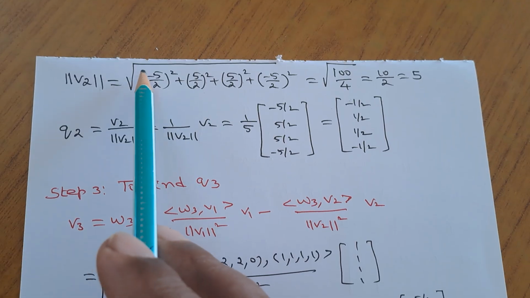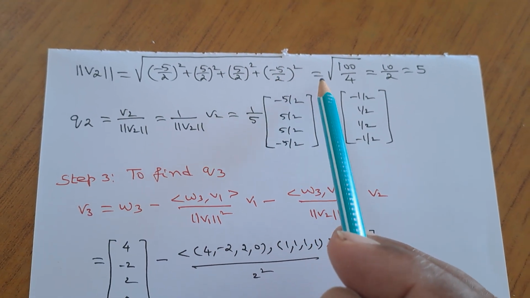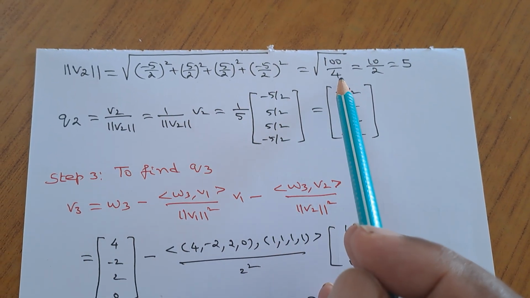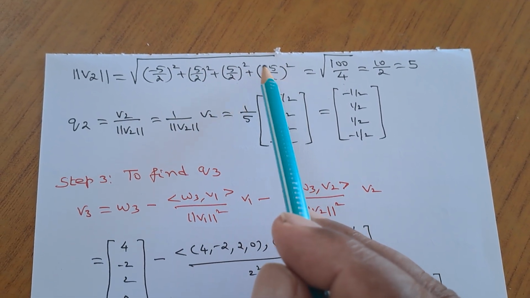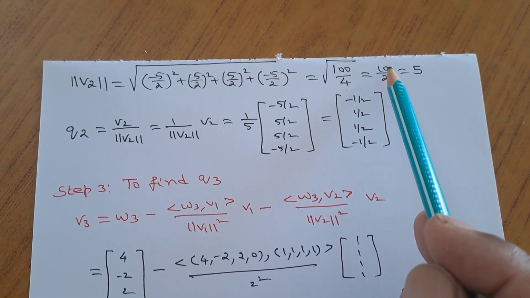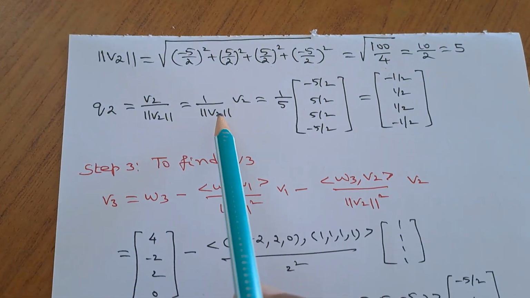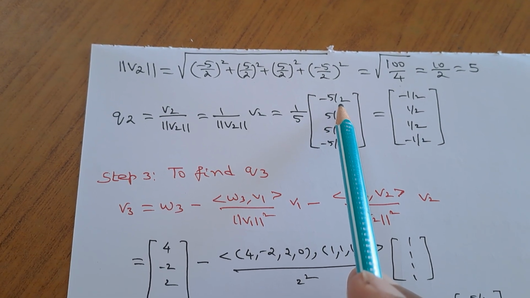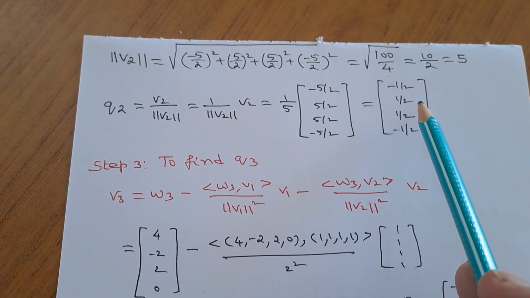Now norm of V2 is equal to square root of minus 5 by 2 whole square plus 5 by 2 square plus 5 by 2 square plus minus 5 by 2 whole square. Here the denominator is 2 square each time, so you can write it as 4. In the numerator, minus 5 square is 5 square, so adding gives square root of 100 by 4, that is 10 by 2, that is equal to 5. Q2 is equal to V2 by norm of V2, that is 1 by 5 into V2, minus 5 by 2, 5 by 2, 5 by 2, minus 5 by 2. Multiplying, you get minus 1 by 2, 1 by 2, 1 by 2, minus 1 by 2.